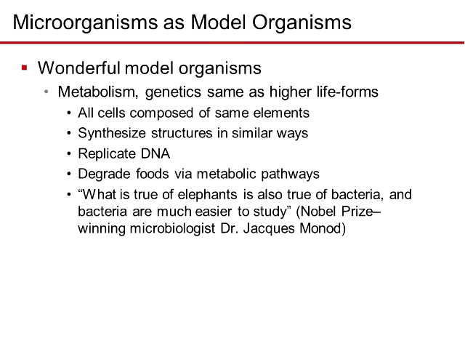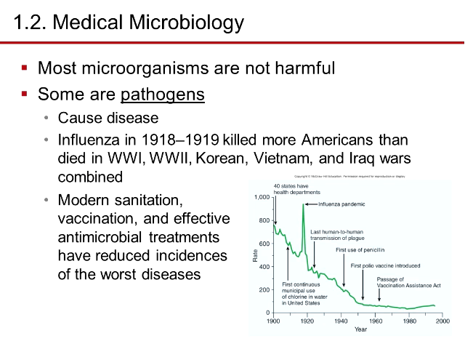Now, the microorganism is a model organism. There's wonderful model organisms. Metabolism, genetics are same as the higher forms. All cells are composed of the same elements. They synthesize structures in similar ways. They replicate DNA. They degrade foods via this metabolic pathway they have. And what is true of elephants is also true of bacteria. And that was by Dr. Jacques Monod, if you will, who said, what is true of elephants is true of bacteria, and bacteria are much easier to study. So what he's basically saying is that we use bacteria as a way to study our own humanity.